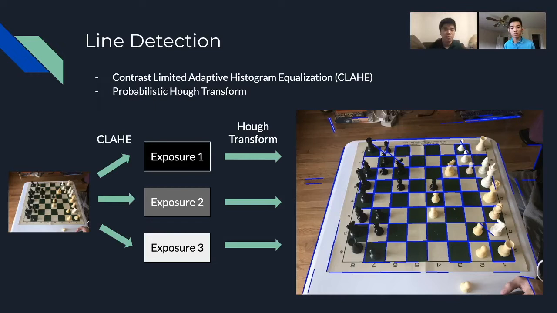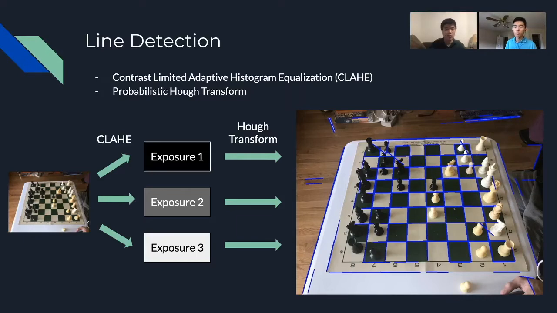After we run CLAHE, we then run a probabilistic Hough transform on each of the 3 images. We do a probabilistic Hough transform rather than just a normal Hough transform because a probabilistic Hough transform randomly samples points within the image and only processes those, significantly reducing the amount of computations necessary. The probabilistic Hough transform gives us a list of line segments that it has found in the image, and in the graphic on the slide you can see all of the line segments that it has found in this image.